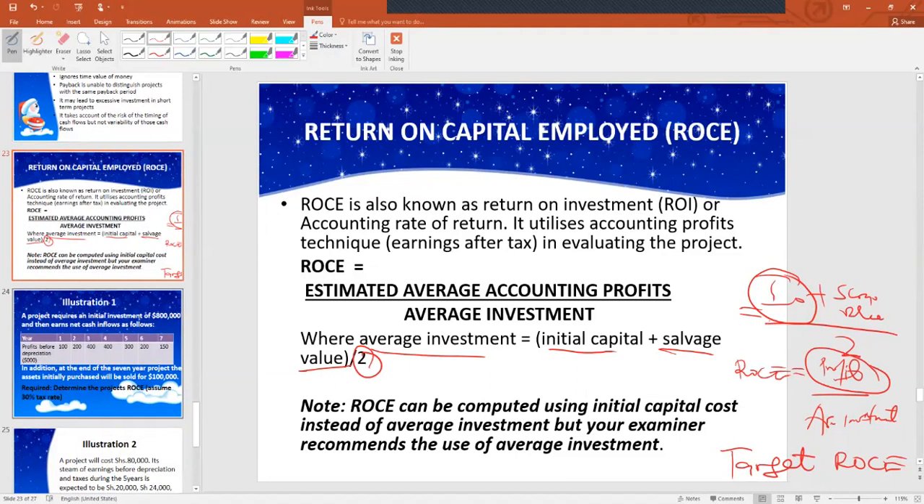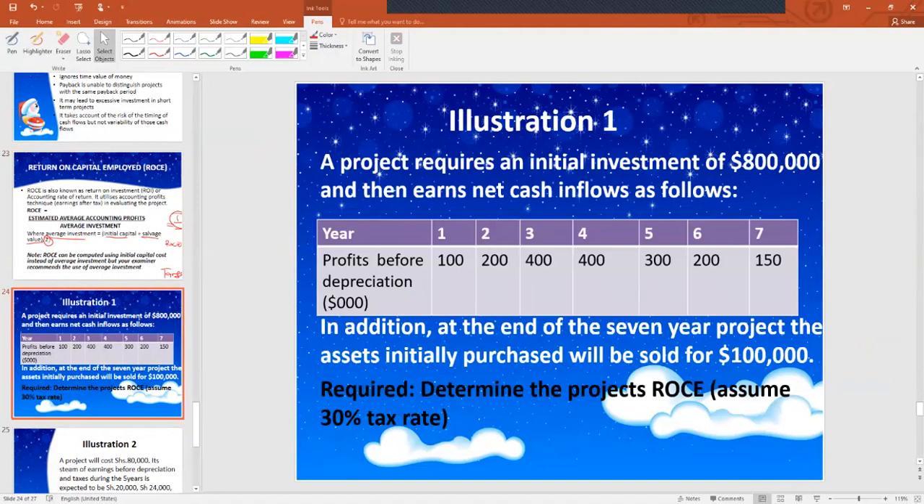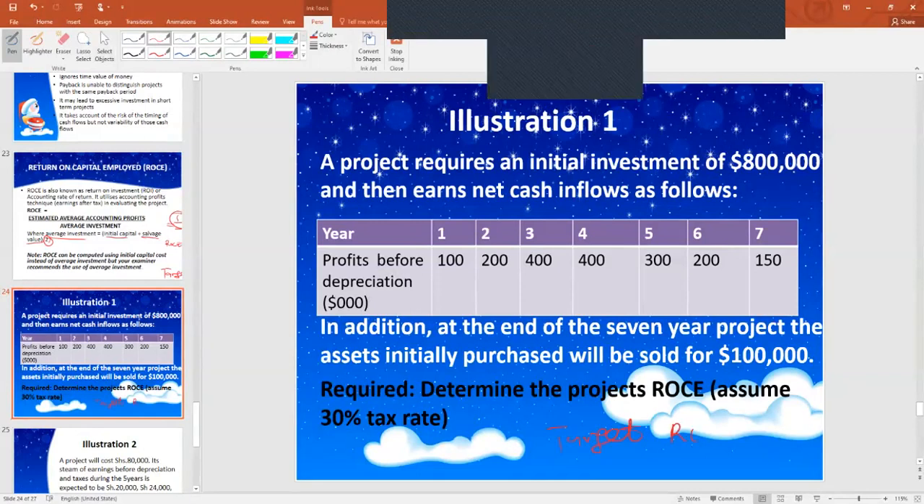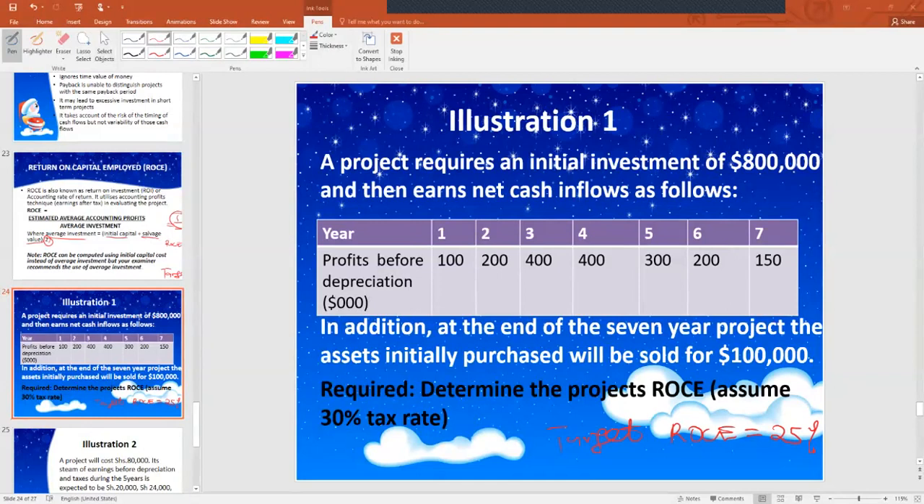Now I have a question here, which I would want you to attempt first. We are meant to get the ARR of this project, and of course you can make a decision. Target ARR, target return on capital employed, is equal to 25%. So I want to make a decision based on the target: should the company invest in the project or not? Don't forget, the return on capital employed is average profit divided by average investment.